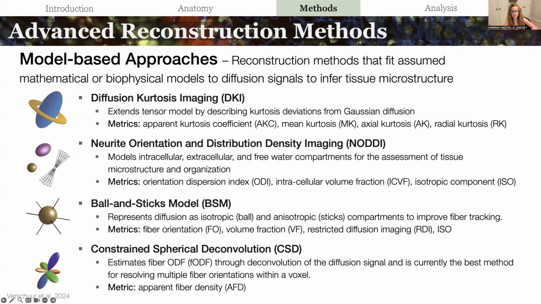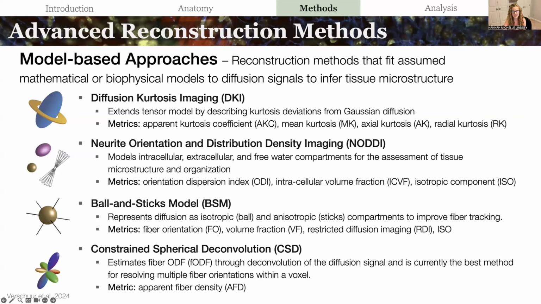Neurite orientation, dispersion, and density imaging, or NODDI, is a multi-compartment model that models brain tissue as a combination of intracellular, extracellular, and free water compartments, which offers insights into microstructural integrity and organization. Its primary purpose is to provide biologically interpretable measures of tissue microstructure, and though it's highly informative, it does require longer acquisition times and is pretty sensitive to noise.